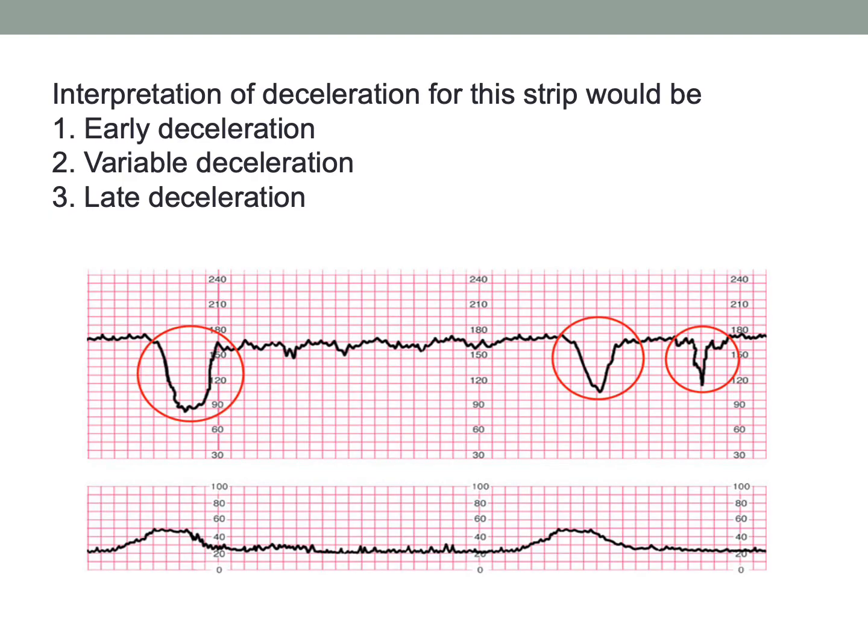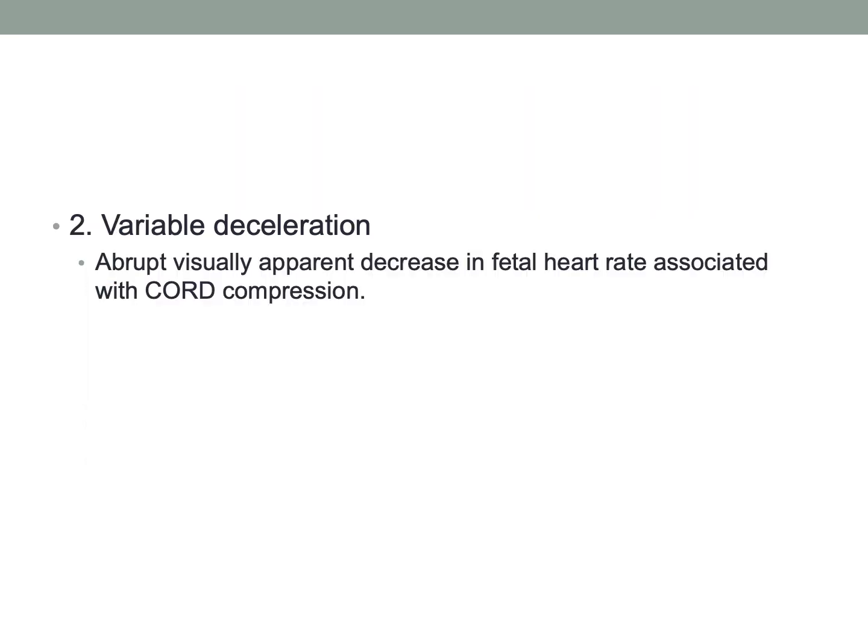Interpretation of decelerations for the strip would be, what kind of decelerations are these? Okay, are they late? Are they early? Are they variable? What are they? Variable decelerations. They are abrupt, visually apparent decrease in fetal heart rate associated with cord compression.